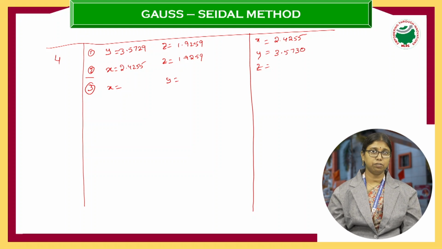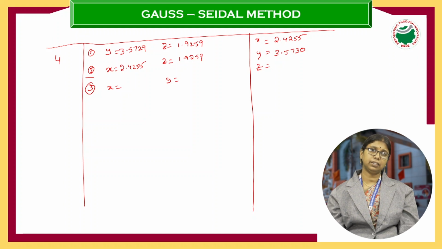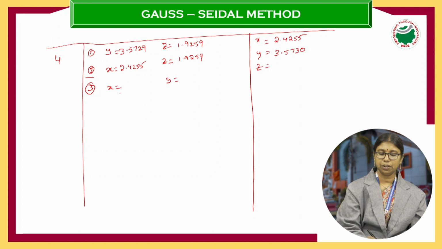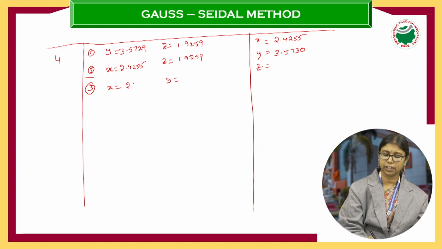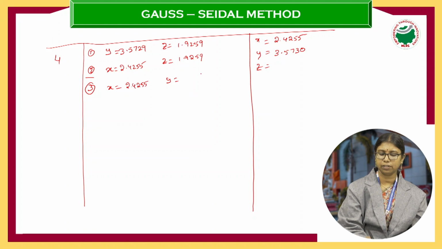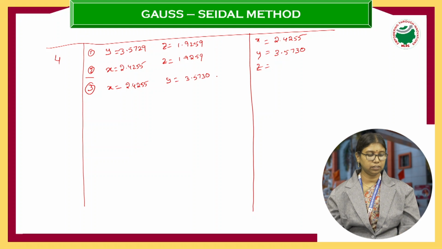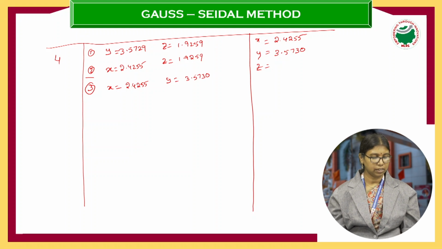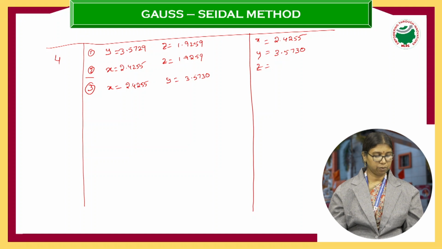Next, we need the z value. For z value, now you need the third equation on the screen. Press the upper arrow 2 times, then you will get the third equation on the screen. Here you have to take the latest values of x and y. The latest value for x is 2.4255. For y is 3.5730. Now enter these two values, press the calc button. X is 2.4255 and y is 3.5730.